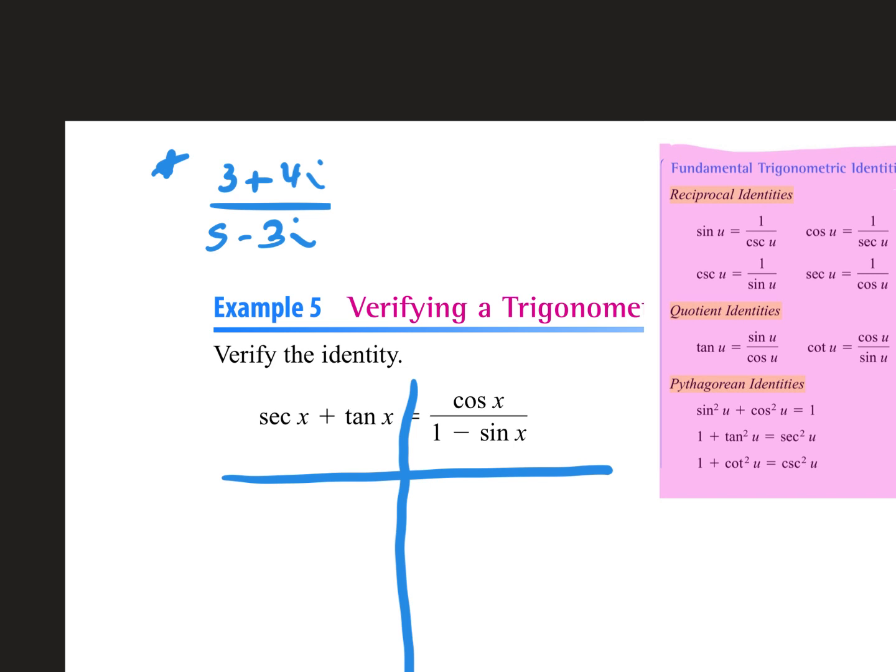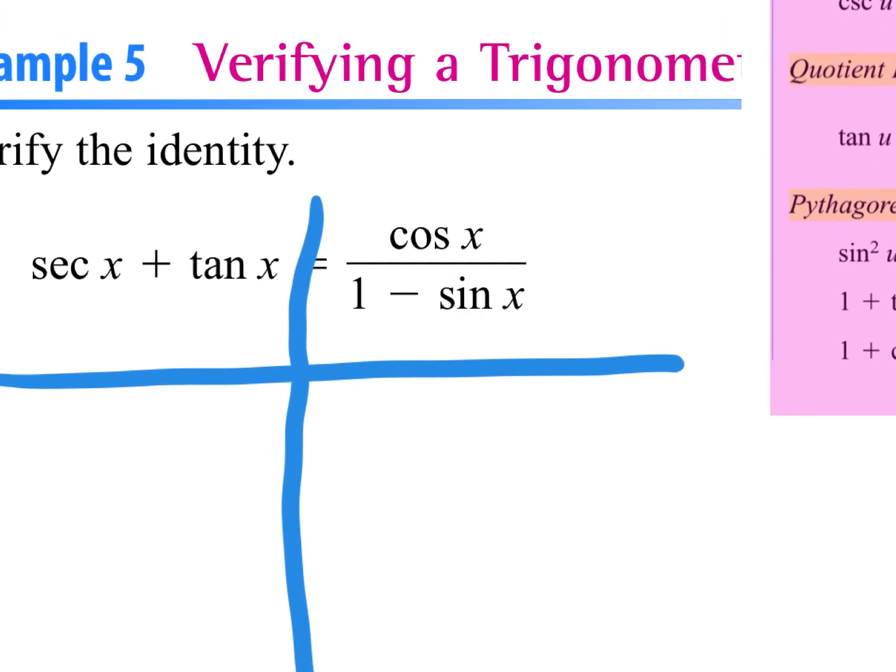So what would we multiply by? The same thing, but what? 5 plus 3i, the conjugate, right? Because that'll make your i's cancel out. Well, think about what would happen here if we multiplied this by the conjugate. It's not going to make anything cancel out, but what are you going to create? An x squared, right? You're going to create one of those Pythagorean identities.